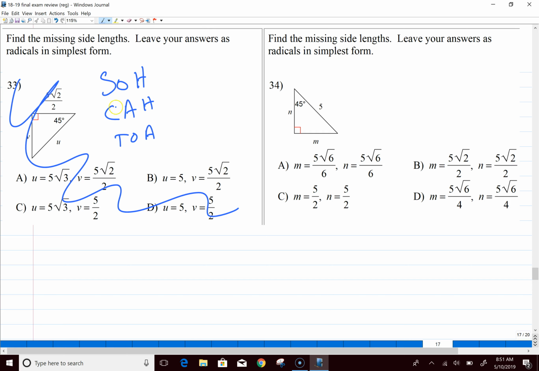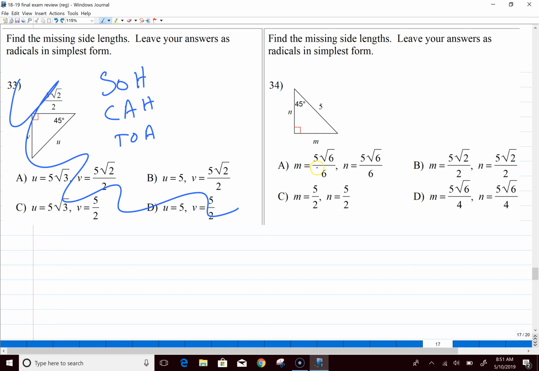SOHCAHTOA, right? Sin, cosine, tangent. O is opposite. Remember if the number's on top. Remember all that stuff? Again, it's in your notes. I'm just giving a quick refresher so I can be done with this video. So let's go ahead and solve this. Everything's going to be decimals in our case.